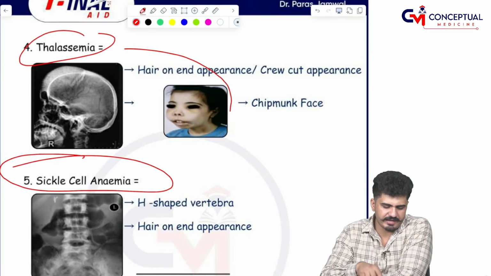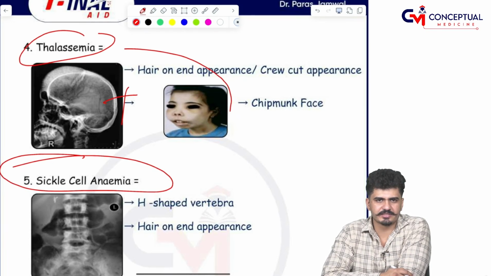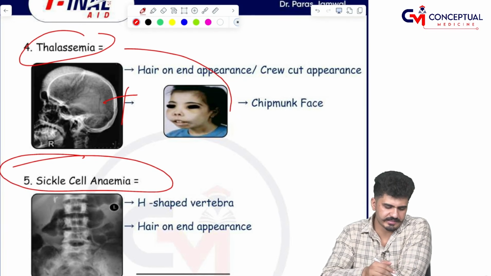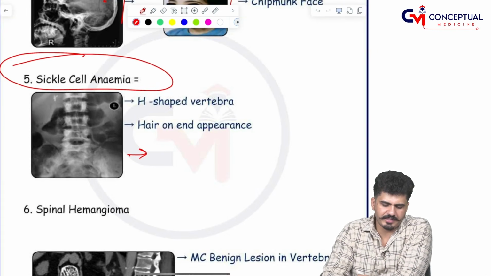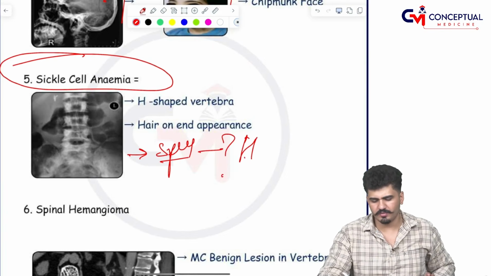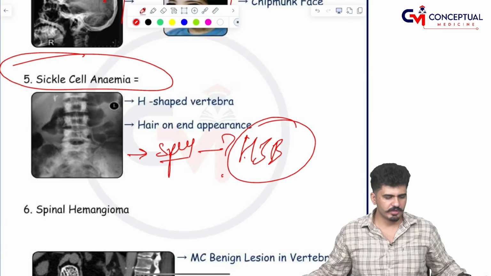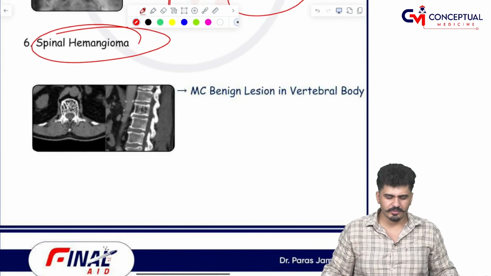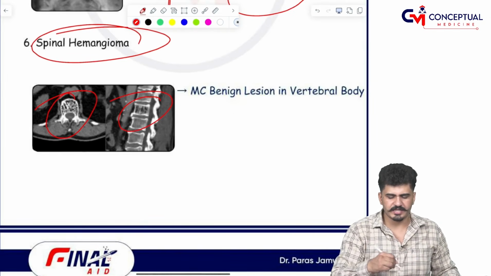Sickle cell anemia is having both. One is your crew cut appearance or hair-on-end appearance. This is a feature of both thalassemia and sickle cell anemia. And sickle cell anemia will lead to splenectomy. After splenectomy, which bodies are seen? Howell-Jolly bodies. Yes. In spinal hemangioma, you are going to see the polka dot sign and the corduroy sign.